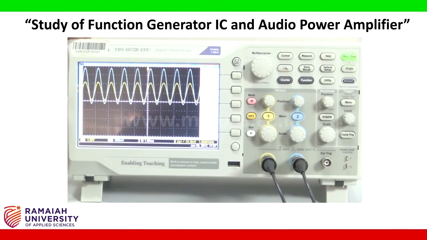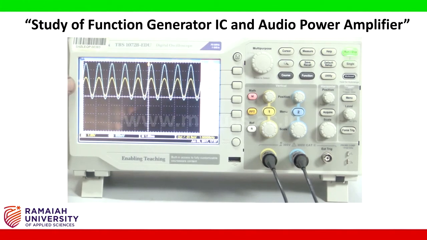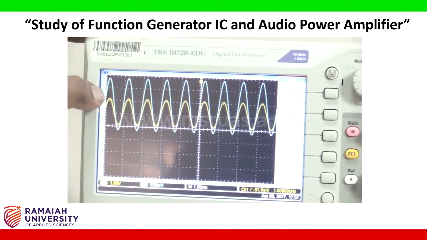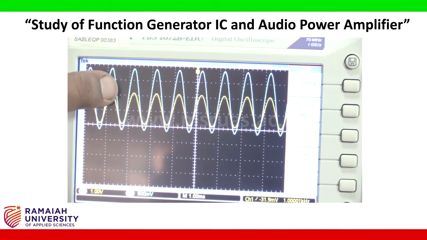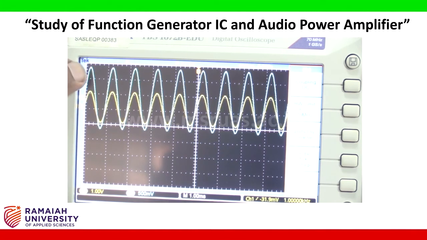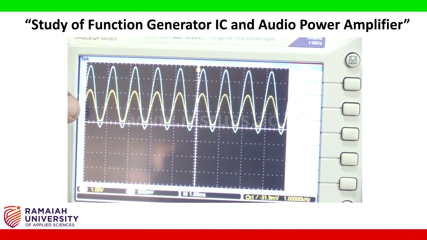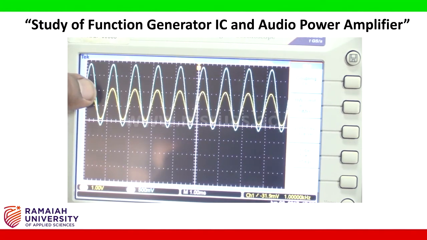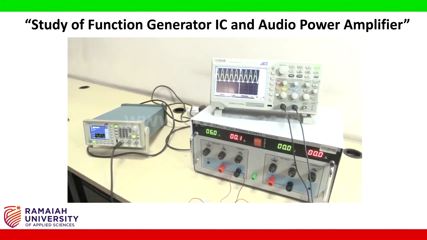This is the output of the audio power amplifier. The yellow color sine wave is the input, and the blue color wave is the output. So the input signal is amplified up to 3.5 volt. This completes the experiment of the audio power amplifier.